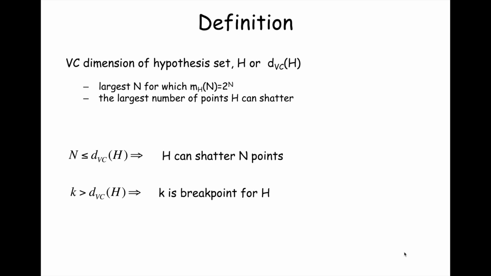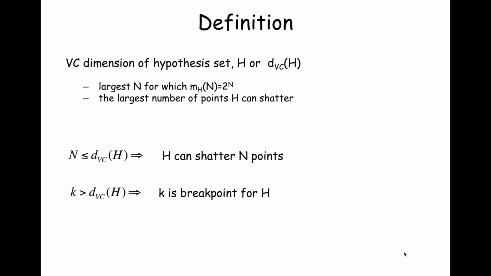Any questions about this? So what does this mean? It means that if you have a data set of size n, and n is at most the VC dimension of that hypothesis set, that means H, the hypothesis set, can shatter n many points. So if it can shatter n many points, it can certainly shatter n minus 1 points. It can certainly shatter n minus 2. And so we use less than or equal to when we describe the relationship between the VC dimension and the size of the data set. The breakpoint is related to the VC dimension.